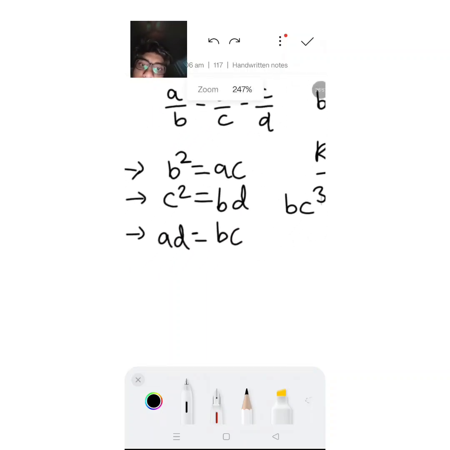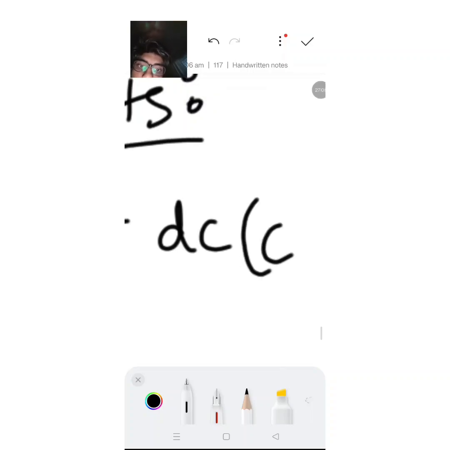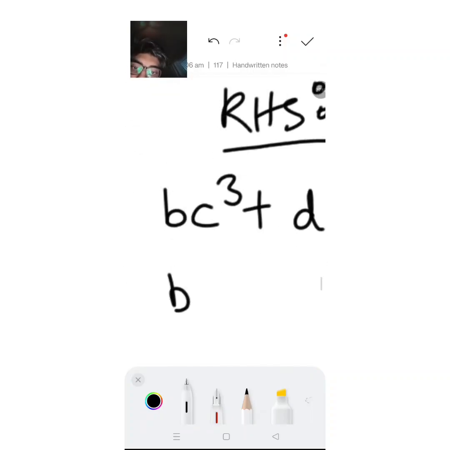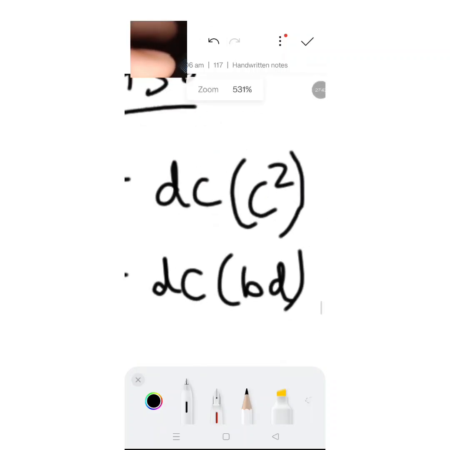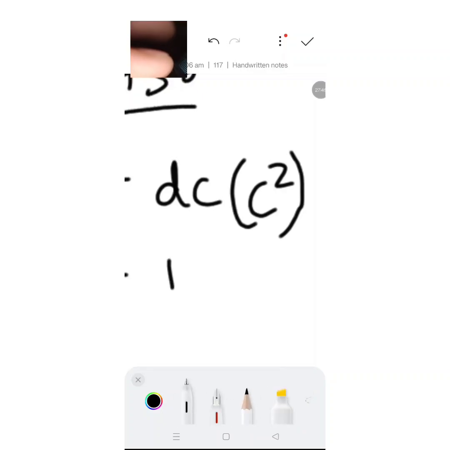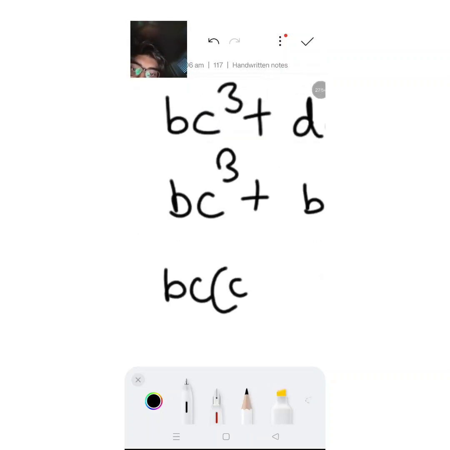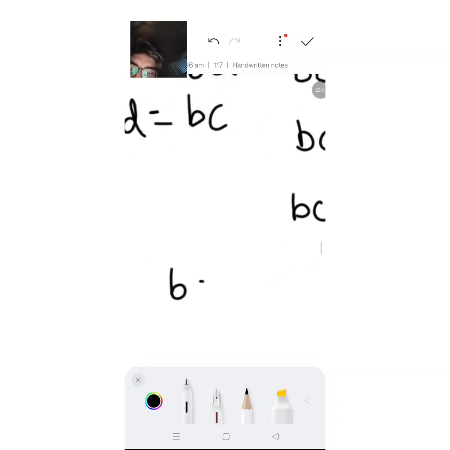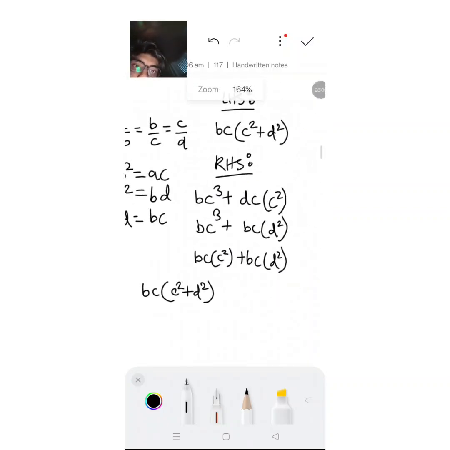So in that case, we're going to use one of these. This we can also write as DC times C squared, right? We can obviously do that. C squared is BD. So BC cubed plus DC, and this is BD. So I can take BC over here, and then all you have left over here is D squared. And now this can be written as BC times C squared plus BC times D squared. And now you can again take BC common. If you take BC common, you have C squared plus D squared. And that's exactly what we have here.